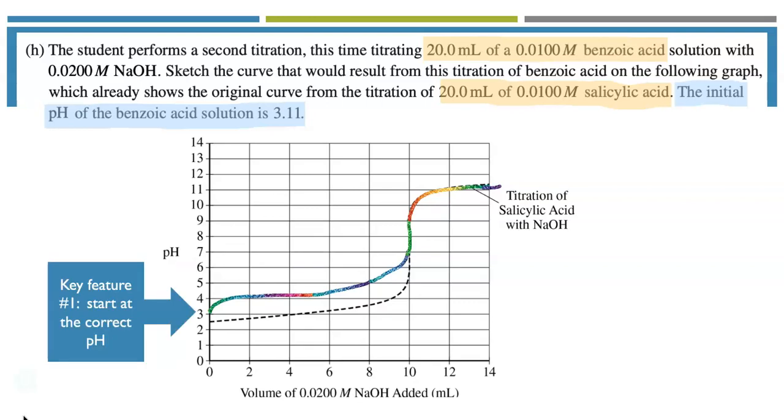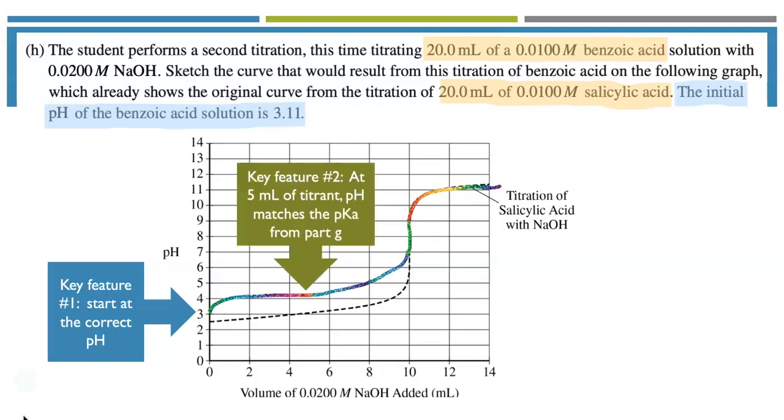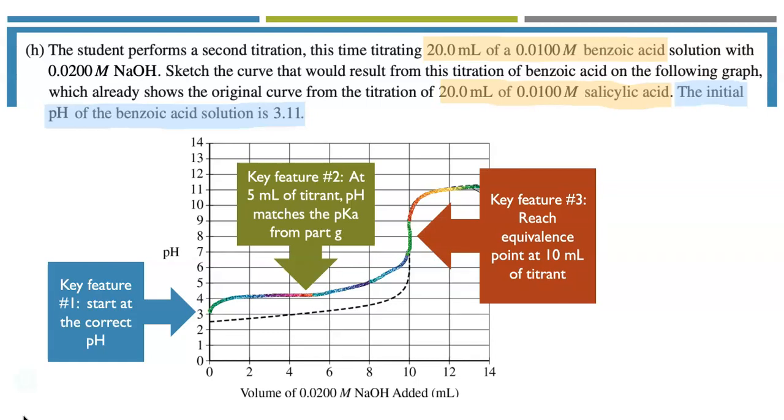3 key features in your graph. Start at the correct pH. You're told it's 3.11. Make sure you've got that. We knew that the pKa is 4.2, so at 5 mL of added NaOH, I need to be at just over 4 with my new pH curve. And the third key feature that we're looking for is at the equivalence point, so the vertical part of my pH curve is at 10 mL of titrant, and then it's going to level off at pretty much the same point as the last one.